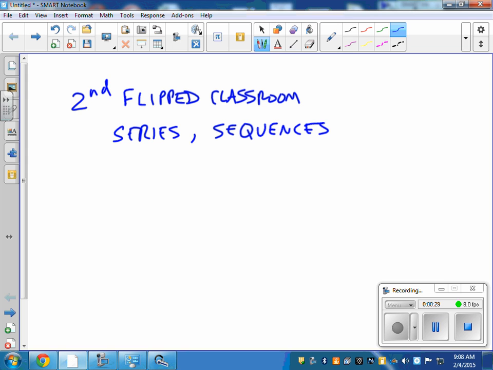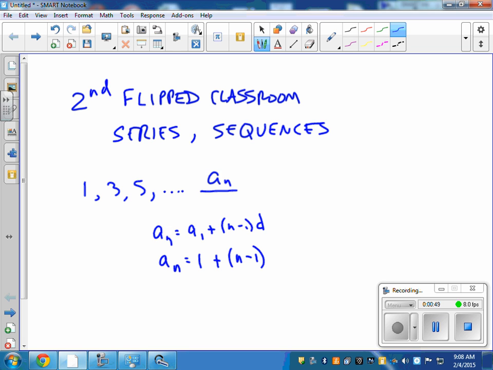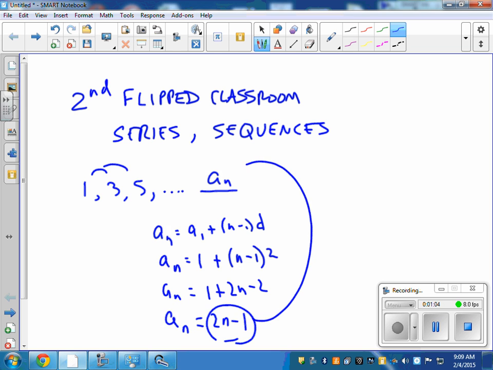Okay, so let's consider a fairly simple sequence: 1, 3, 5. And for this nth term, we do have a formula. a sub n is a sub 1 plus n minus 1 times d. For this particular sequence, this is going to be 1 plus n minus 1 times the difference. These are going up by 2's, obviously. So I get 1 plus 2n minus 2, or cleaning it up a little bit, a sub n is equal to 2n minus 1.